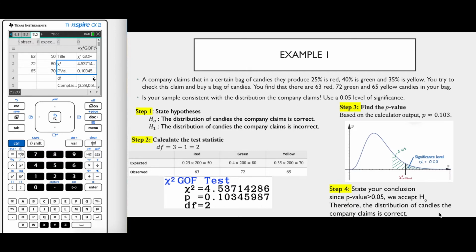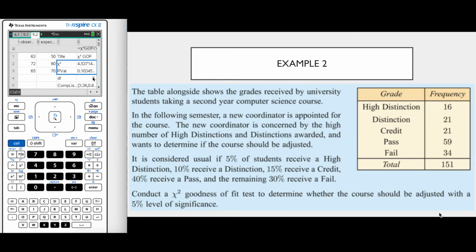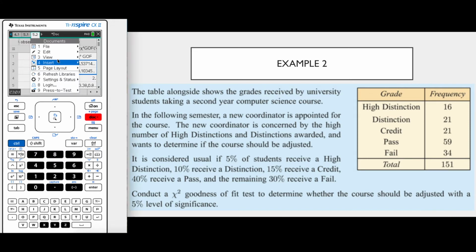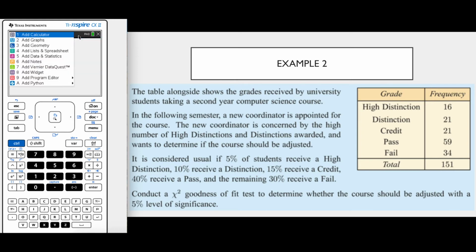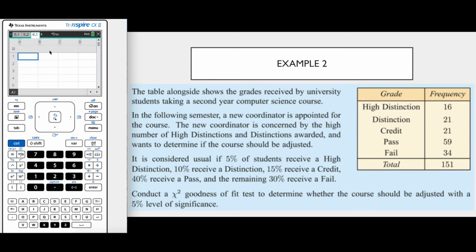Okay, so that was for our first example. Let's do our second example. I'm going to insert a new problem, and I'm going to go into a spreadsheet. Okay, second problem.